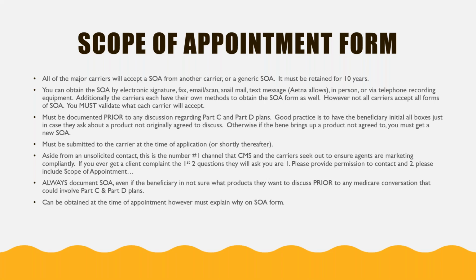Now, imagine if you weren't sitting down with the person, if the two of you were remote, you in one location, they in another. It's not as easy to get a scope of an appointment form remotely as it is in person. So good practice is, when you get the scope of an appointment form, just ask the person to initial all the boxes, and I'll show you what it looks like in just a second. That way, if anything comes up in conversation, you're fully covered, they're fully covered, and you don't have to get another form. It makes life a lot easier.